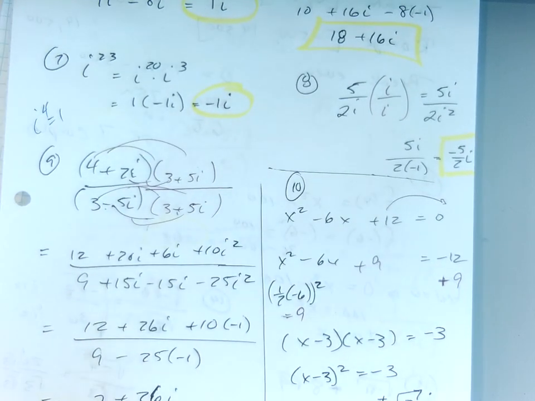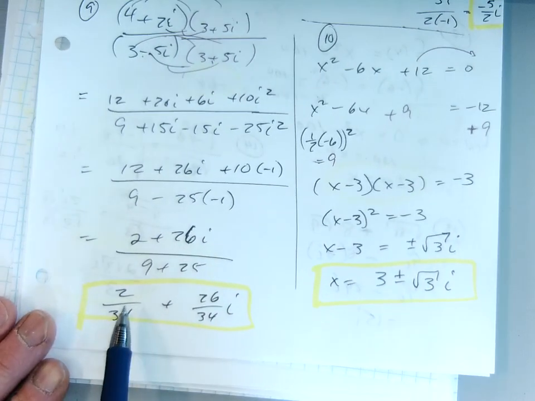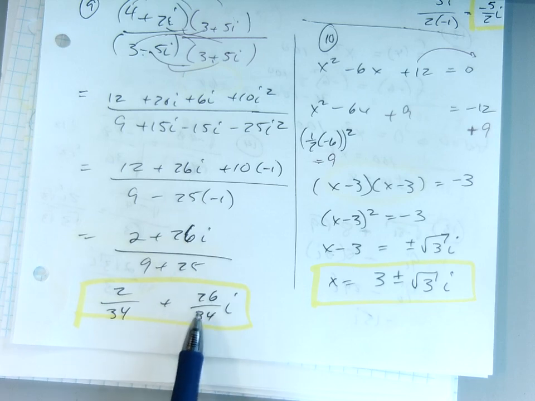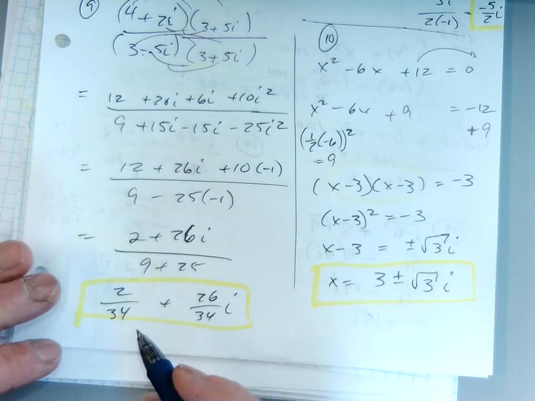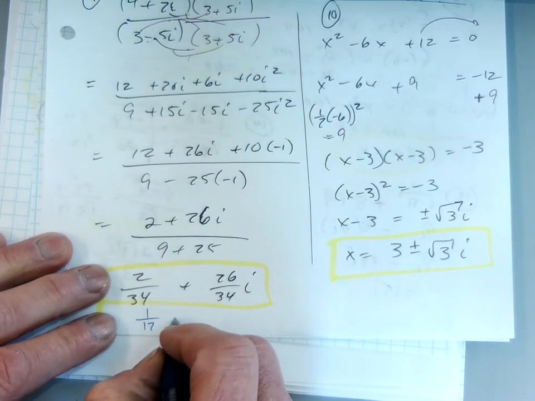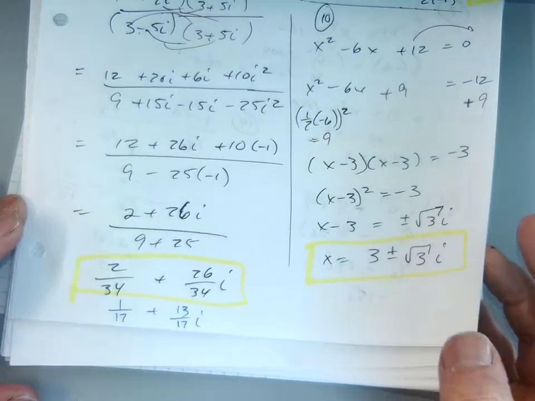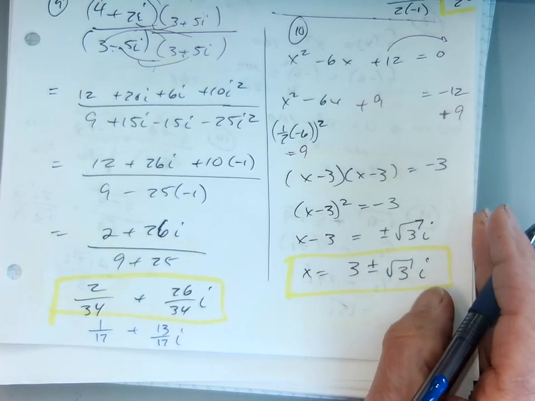I rewrote it as 2 different parts because you have to have a real part and an imaginary part: 2/34ths plus 26/34ths i. I probably could have reduced it to 1/17 plus 13/17 i. That's probably a better answer. Okay, kind of going fast, but it's okay. You can pause.